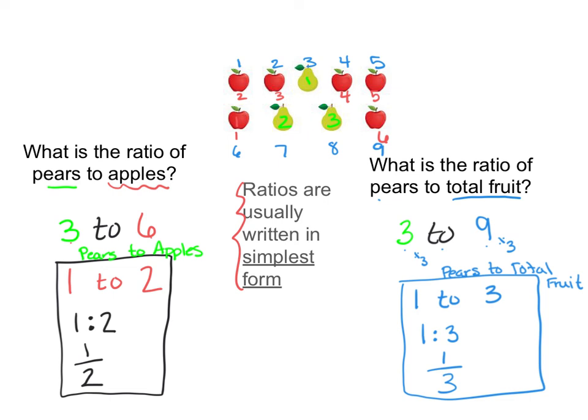So remember, there's 3 ways to write the ratios: with the word to, with a colon, or as a fraction.